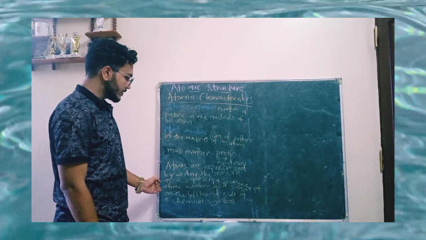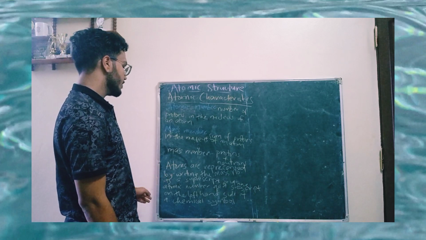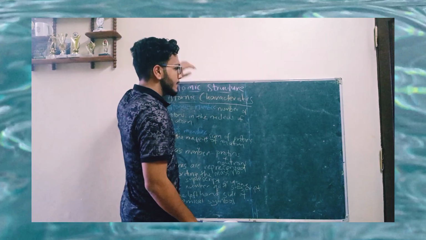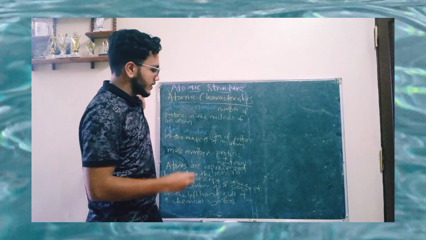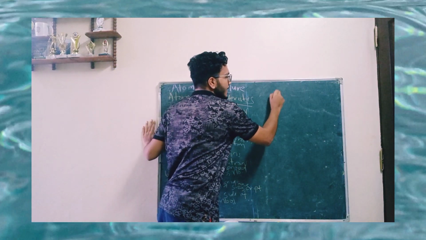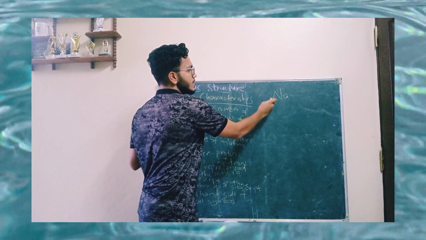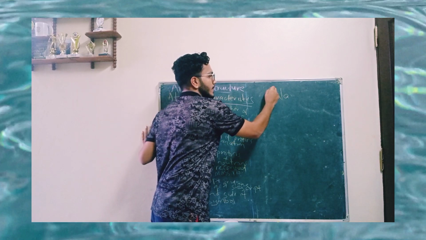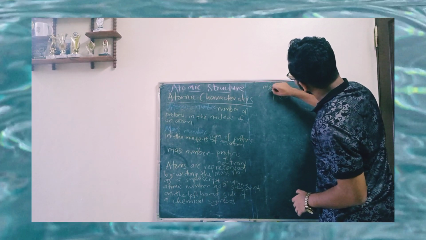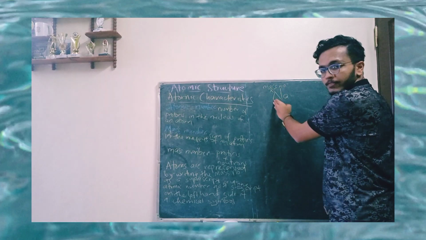Atoms, as you can read this, are represented by writing the mass number as a superscript and the atomic number as a subscript on the left hand side of a chemical symbol. What do I mean by this? For example, we use the atomic representation of sodium. The chemical symbol of sodium is Na. The mass number is written as a superscript on the left hand side, which is over here. This is the mass number. You write the mass number over here, and the atomic number is a subscript on the left hand side of the symbol.